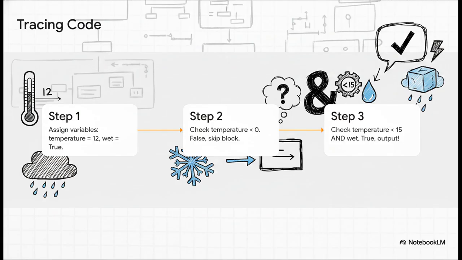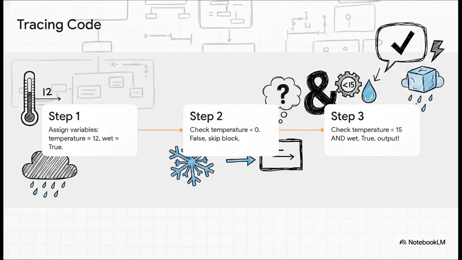In Step 1, our program sets the starting scene. The temperature is 12 and the condition wet is true. In Step 2, the computer hits its very first if statement. It asks itself, is the temperature less than 0? Well, 12 is definitely not less than 0, so that evaluates to false. The computer just entirely skips that block of code.